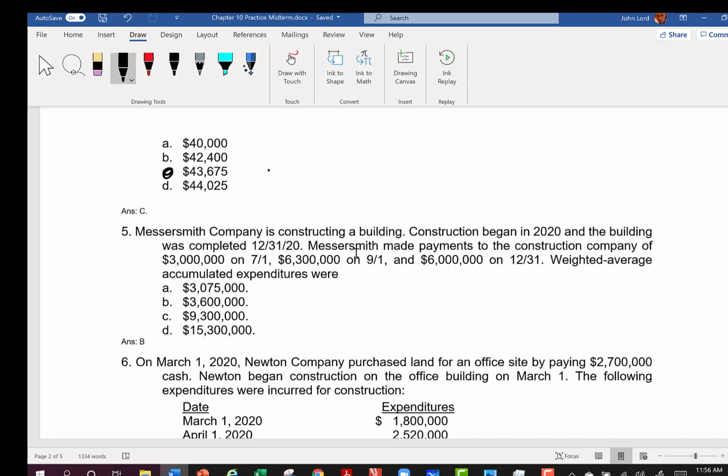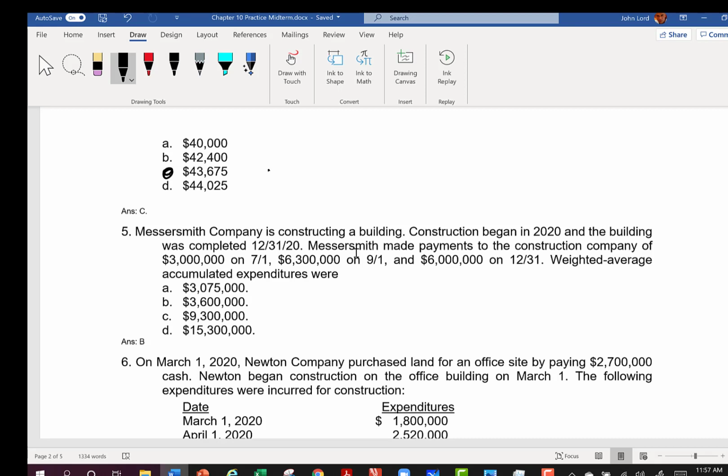Let's look at number 5 now. Messersmith Company is constructing a building. Construction began in 2020 and the building was completed 12/31 of 2020. Messersmith made payments to the construction company of $3 million on 7/1, $6.3 million on 9/1, and $6 million on 12/31. Weighted average of accumulated expenditures were.